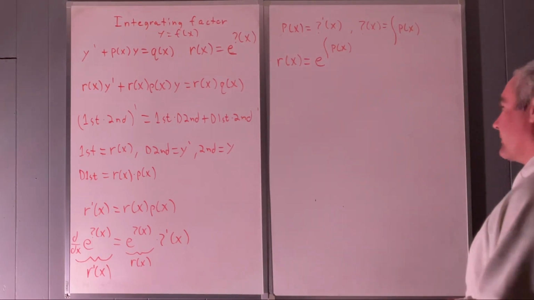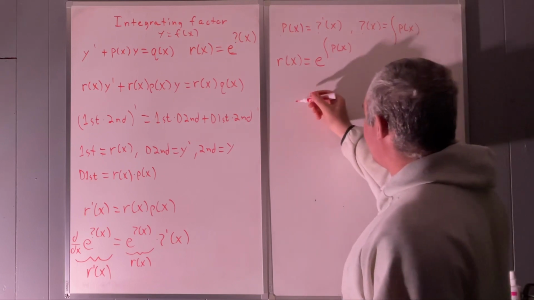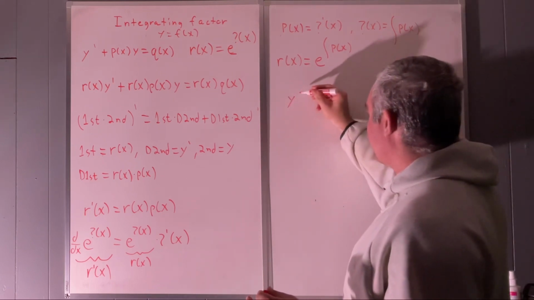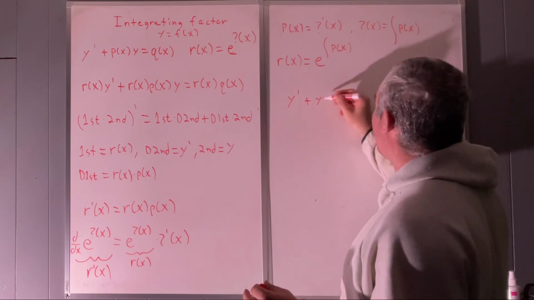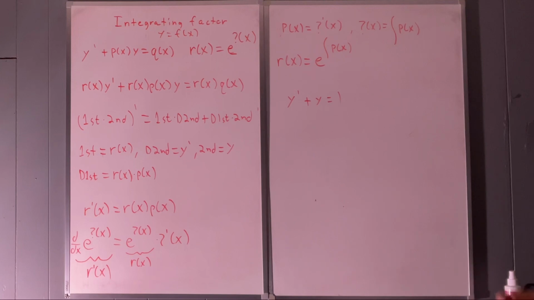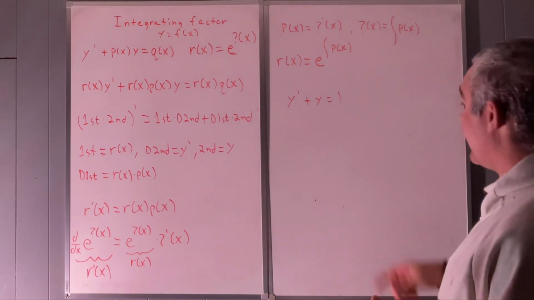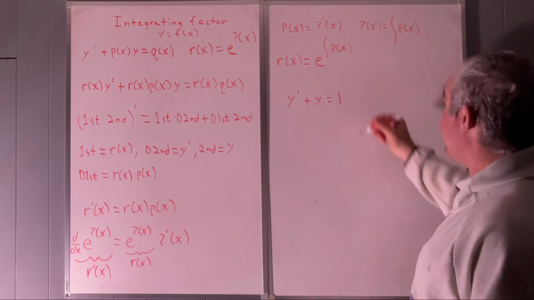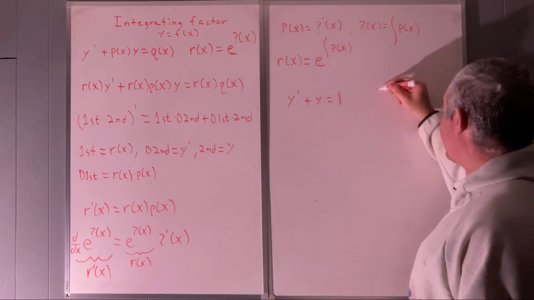And let's just do a really quick one right now. It's going to be super simple. We're just going to say that y prime plus y is equal to 1. It's got all the parts, right? Our p of x is just 1. Our q of x is just 1. So let's go ahead and find our integrating factor for this.